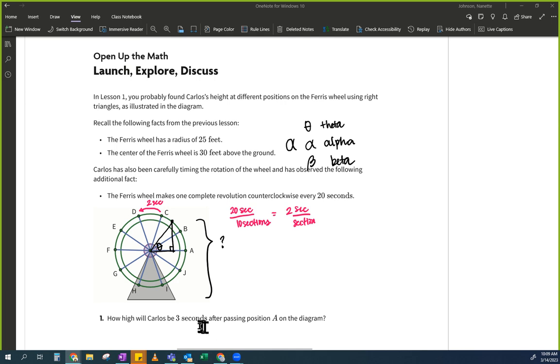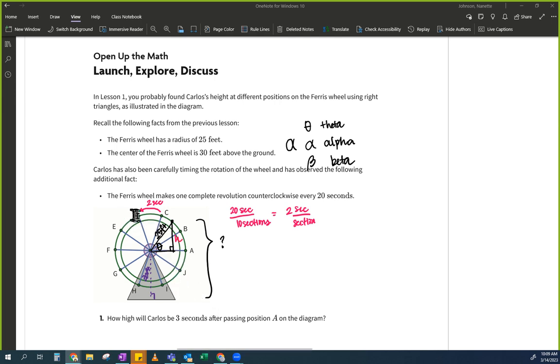Okay, so back to our question. How high will he be? So looking at this, what do we already know? And one of you said, hey, Ms. Johnson, we know that the hypotenuse is 25 feet. So I'm going to label that in there. Very good. And then the other thing that you guys remembered was that the center is 30 feet from the ground. Okay, so I already know that part. I just need to know this height here. So I will call him H.